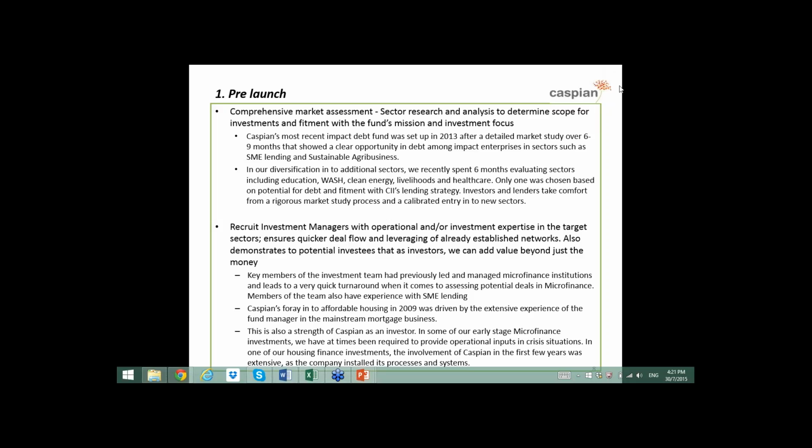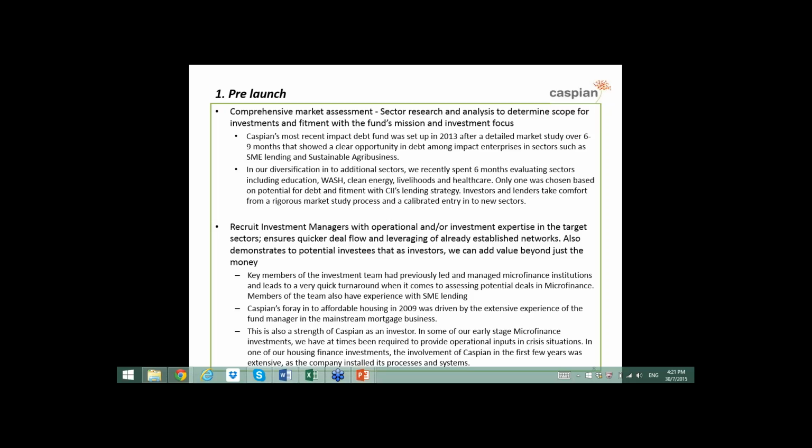As an example, our debt fund, which is called Caspian Impact Investments, was set up in 2013 after we conducted a detailed market study over 6 to 9 months, which clearly helped us understand the market potential, what was the opportunity for debt, what would be the gap that we as Caspian would be filling among these impact enterprises, and it was on that basis that we chose our first 4 target sectors. In addition, we are currently diversifying into 2 new sectors. This has also been based on a comprehensive market study, where of the 4 or 5 sectors that we looked at in detail, we found that at this point, given our focus, given our risk appetite, only two of them were actually suitable, and so that's what we'll be doing.